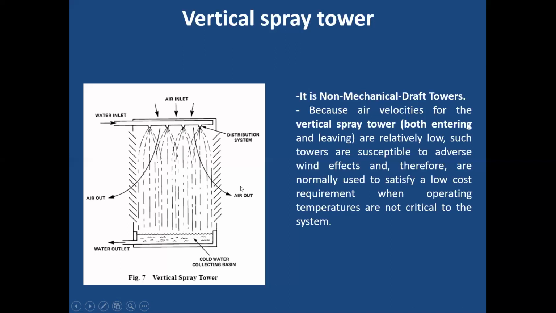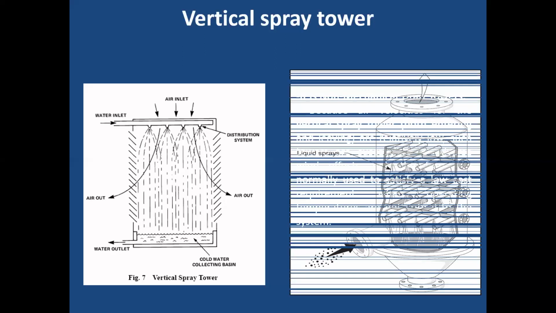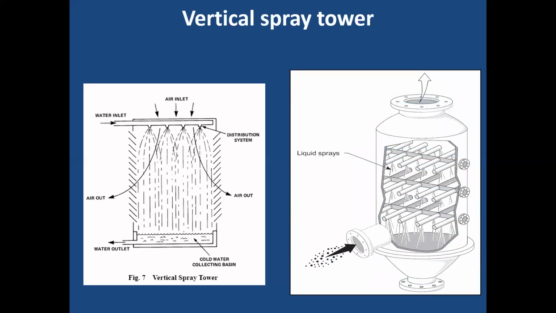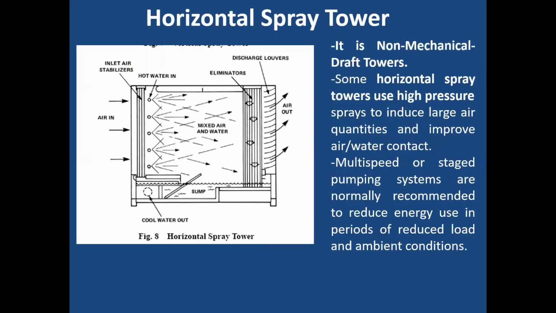Because the air velocities for vertical spray towers are relatively low, such towers are susceptible to adverse wind effects, and therefore are normally used to satisfy low cost requirements when operating temperatures are not critical to the system. So a small delta T can be achieved here. This is another model of a vertical spray tower. In this case, the liquid sprays are enclosed in a shell. Such spray towers are used in some process industries.